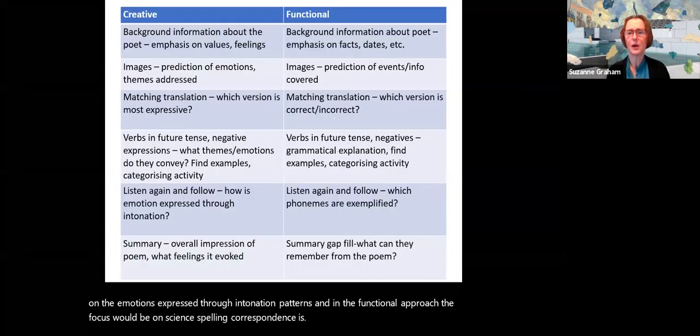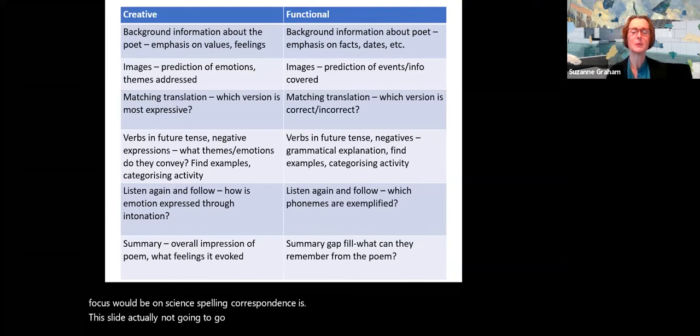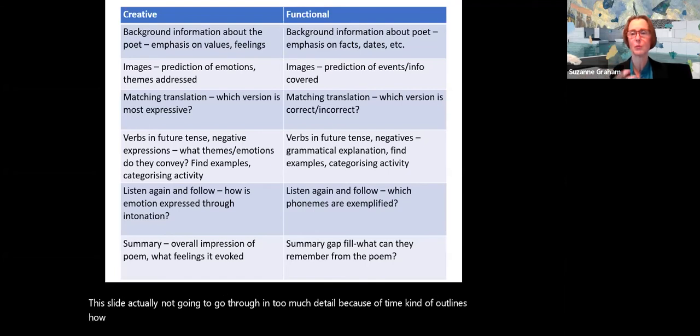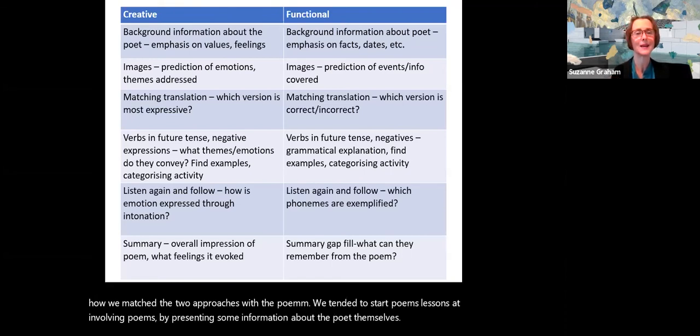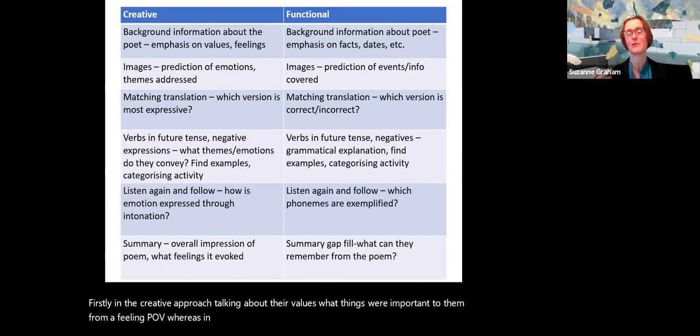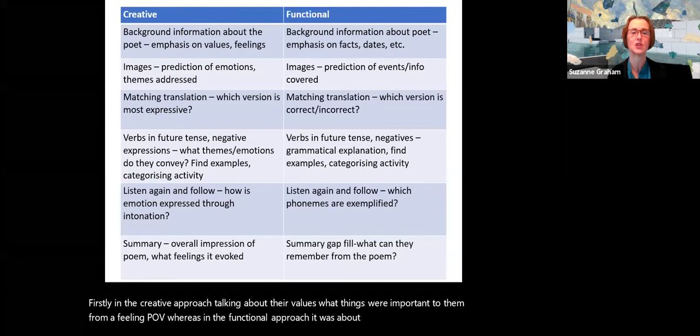This slide, actually, I'm not going to go through in too much detail because of time. It outlines how we matched the two approaches with a poem. We tended to start lessons involving poems by presenting some information about the poet themselves. Firstly, in the creative approach, talking about their values, what things were important to them from a feeling point of view, whereas in the functional approach, it was about facts, dates, etc.